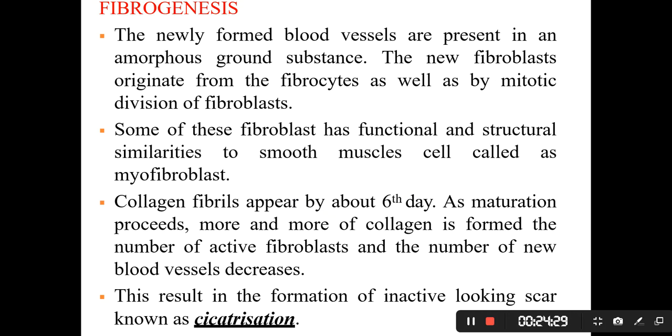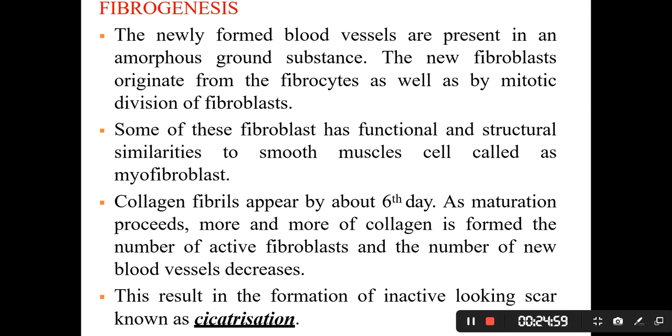Fibrogenesis. The newly formed blood vessels are present in an amorphous ground substance. The new fibroblasts originate from fibrocytes. So what they are trying to say over here is that on one side there are new vessels getting formed, and on the other side the fibrous tissue is proliferating. More new fibrocytes, new fibrous cells are forming, because fibrous cells are going to make up the matrix, and they are going to lay the bases, and those fibrous cells will then start contracting.